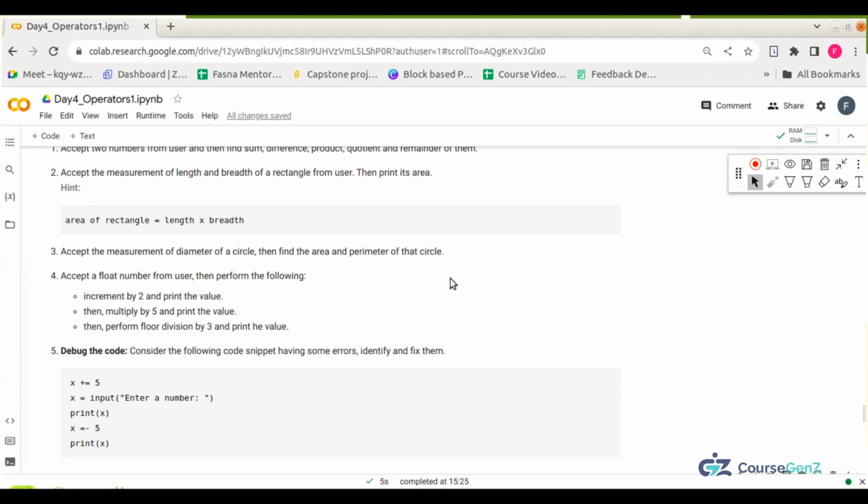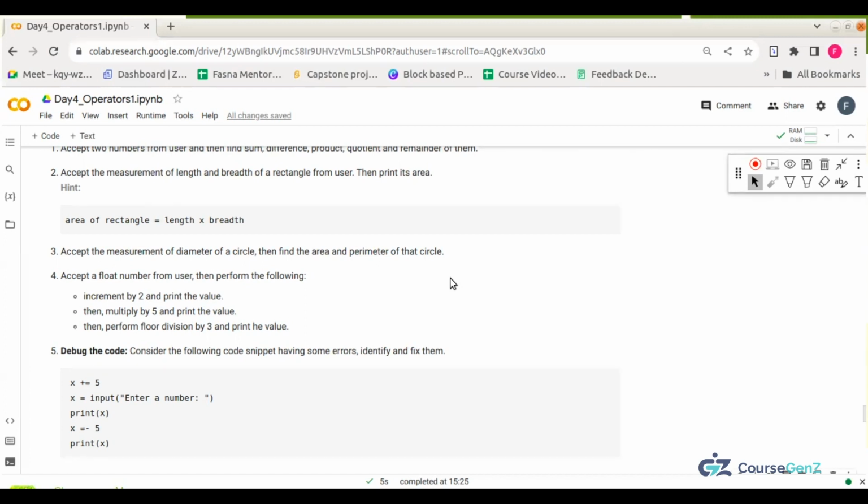So you have to find out the radius. Then you have to find out the area. So pi into r into r. Then comes the perimeter. Perimeter is 2 into pi into r. It's clear, I think. Then you have to accept a float number from the user, then perform the following. So for accepting a float value, what do we have to do? We have to convert it into float. Very good.